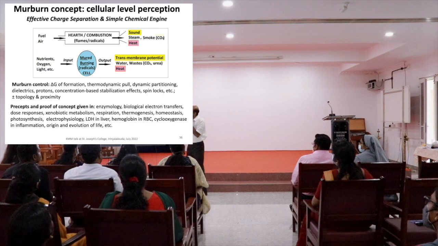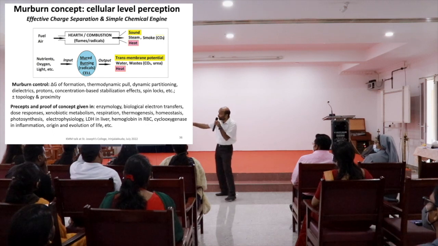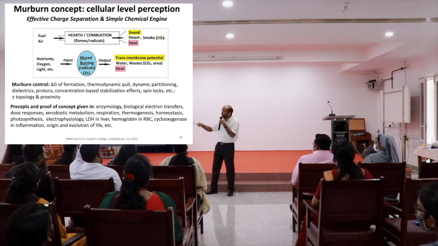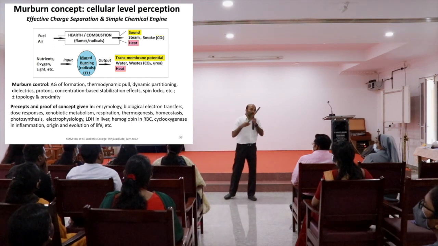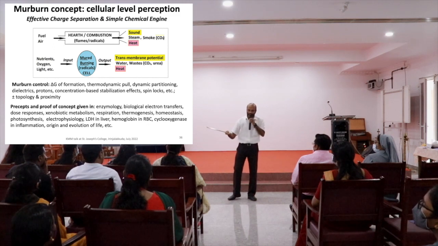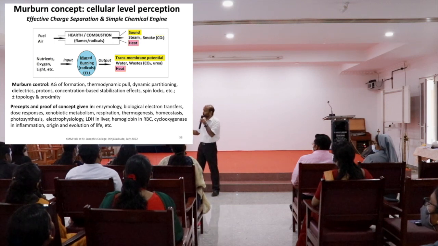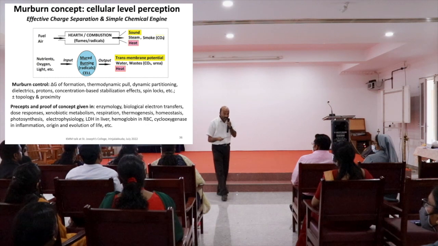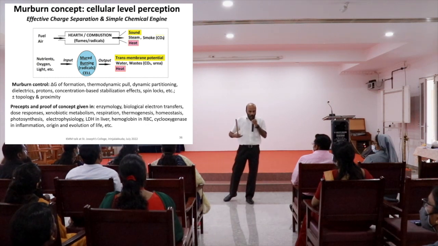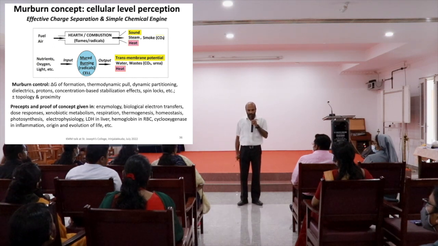That's all. So the control: earlier, reactions could get controlled at the enzyme active site. Here the reaction control is based on many other aspects: delta G of formation, thermodynamic pull, dynamic partitioning, dielectrics, proton, so many other physical chemistry based rationale. Right? So now what has this concept given us? It has given us new and more sensible explanation in enzymology, biological electron transfers, dose responses, drug metabolism. All the drugs that you take, it is a $1 trillion industry. Our liver metabolizes that. The reddish brown color is because of cytochrome P450.